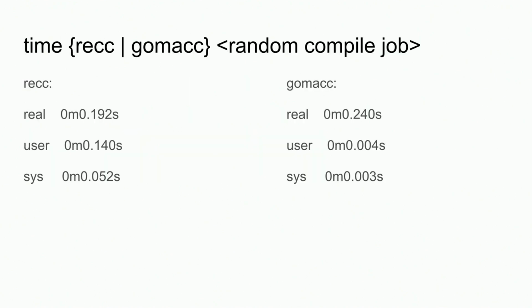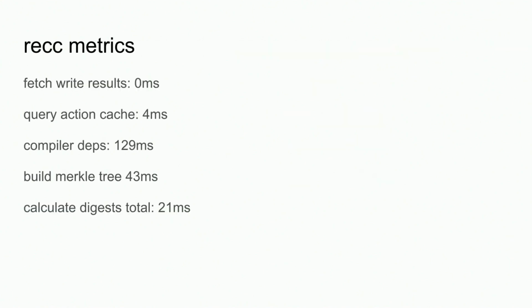So digging into things a bit, here's what I've got so far. For a single execution of Rec, it's actually faster than Goma, but it takes a lot more user and system time. So this is time spent in the process doing work and time spent in kernel space doing work for the task. Whereas Goma is pretty idle. It must be waiting around for some stuff. Rec has some metrics that are kind of deciphered. It seems like the bulk is in the compiler deps and building the Merkle tree and calculating the digests. These are all things that are cached in the Goma client.